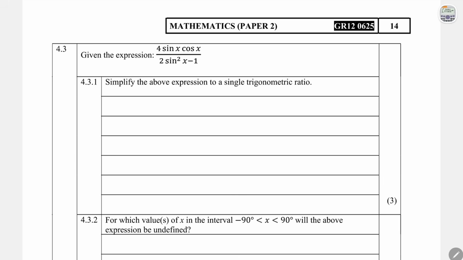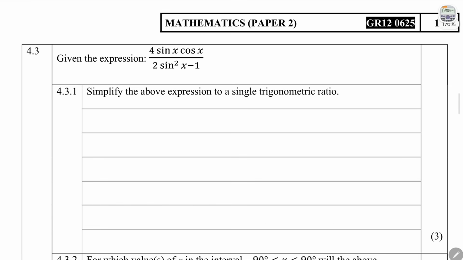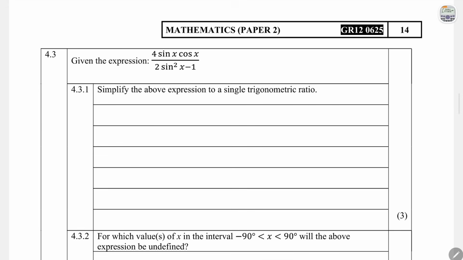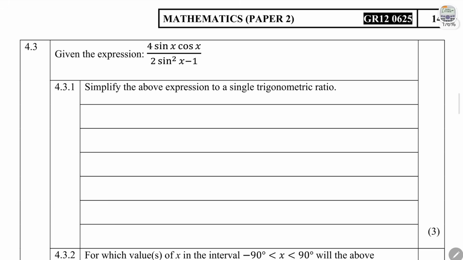Question 4.3 says, given the expression, and we have 4 sine x cos x, so a bit of double angles over there, and over 2 sine squared x minus 1, also double angles, just placed differently. So we have to simplify the above expression to a single trigonometric ratio.